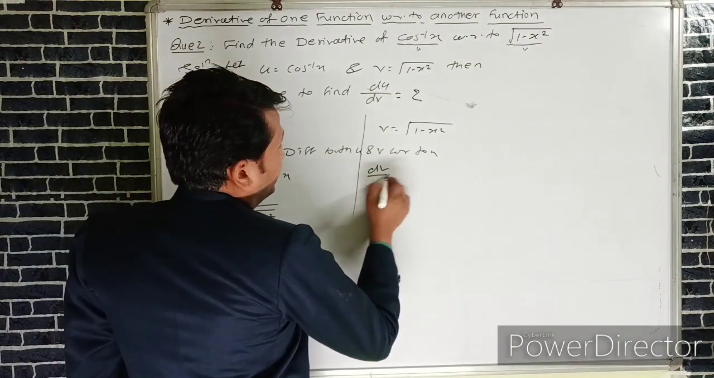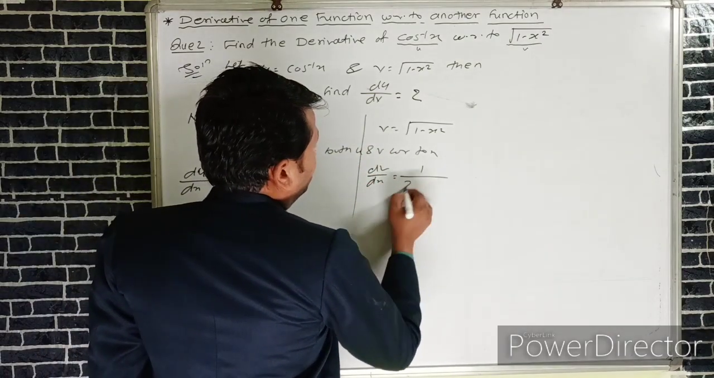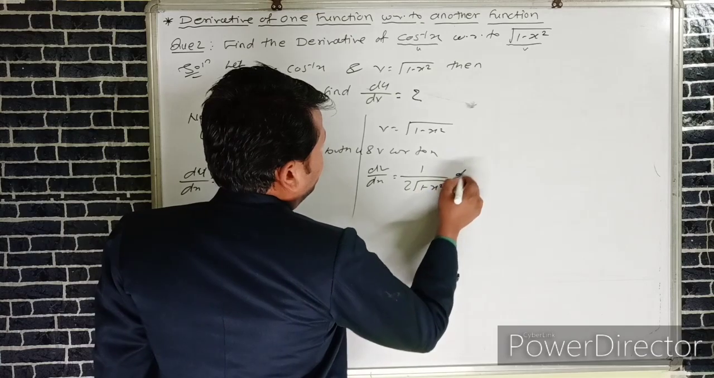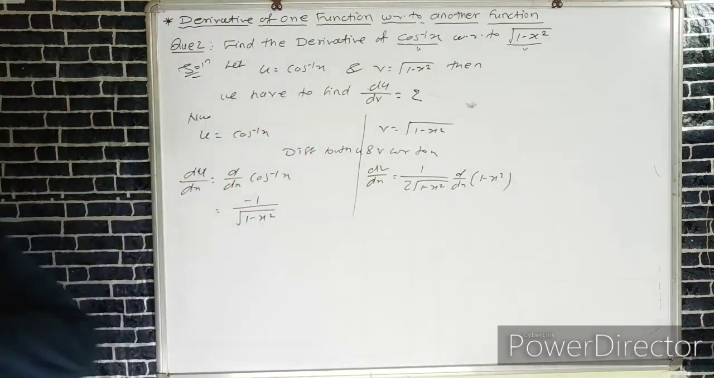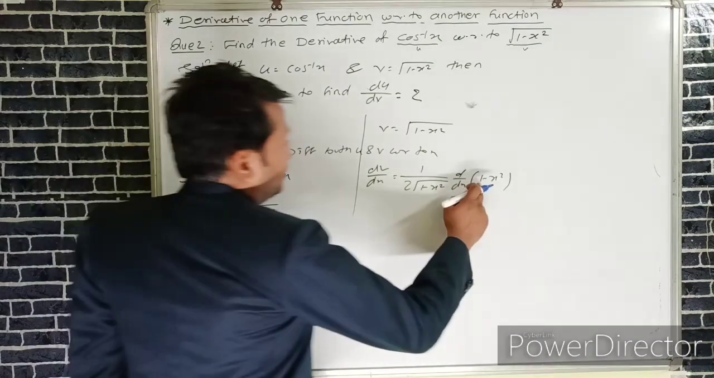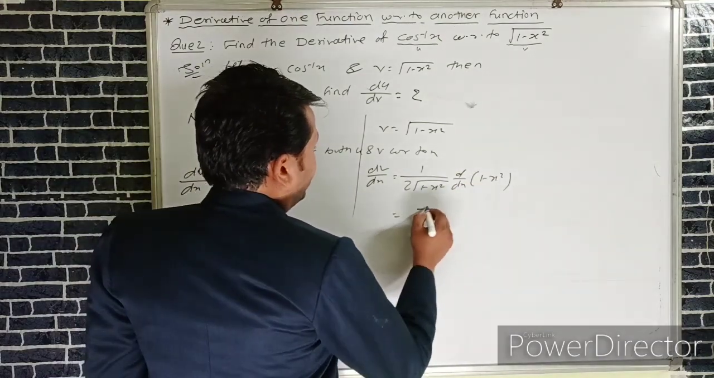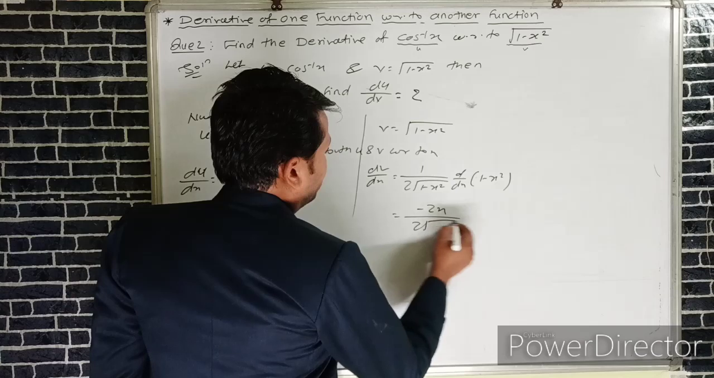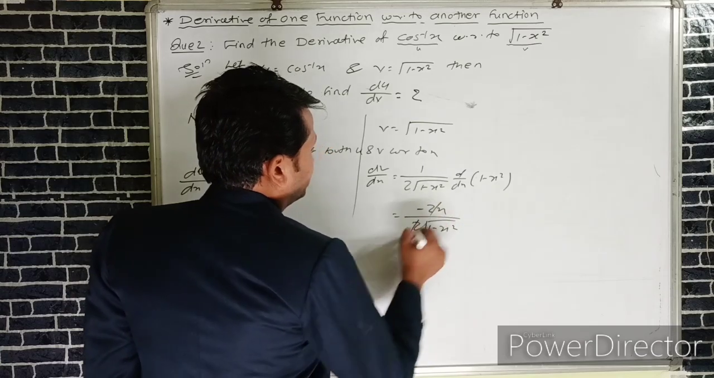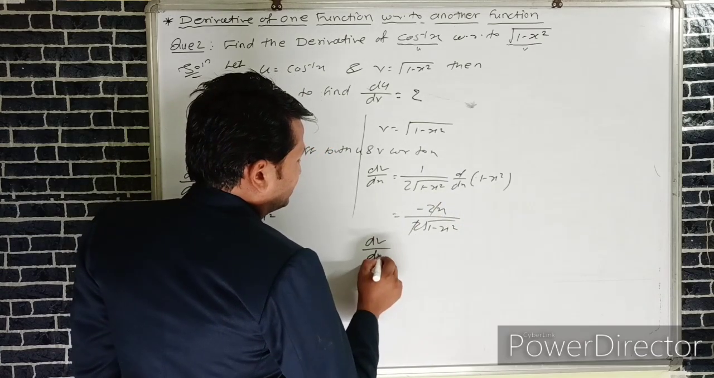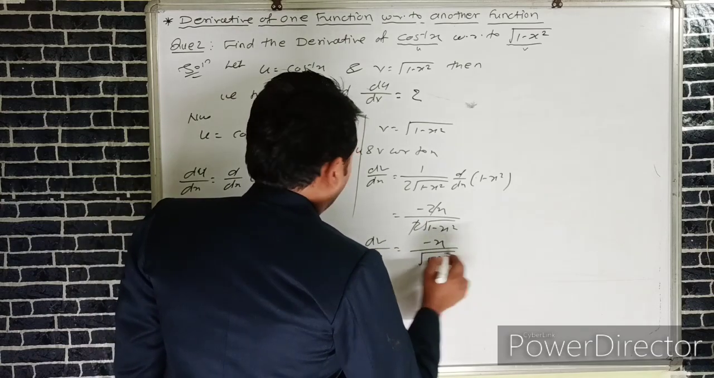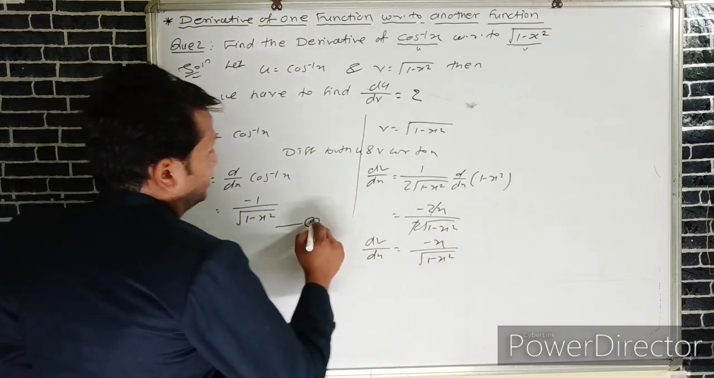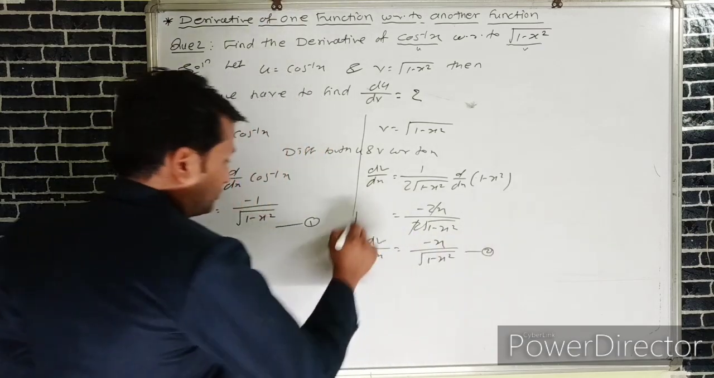dv upon dx is equal to 1 upon 2 under root of 1 minus x square, into again the derivative of 1 minus x square. Now the derivative of 1 is 0 and of x square is 2x, so we get minus 2x upon 2 under root of 1 minus x square, which gives dv upon dx is equal to minus x upon under root of 1 minus x square. This is equation number 1 and this is equation number 2.